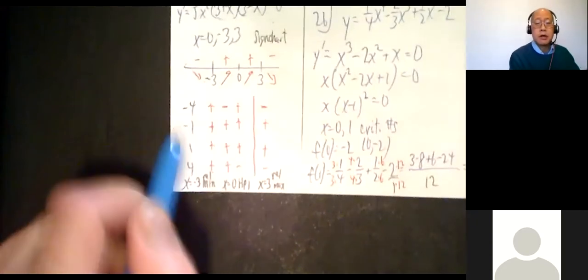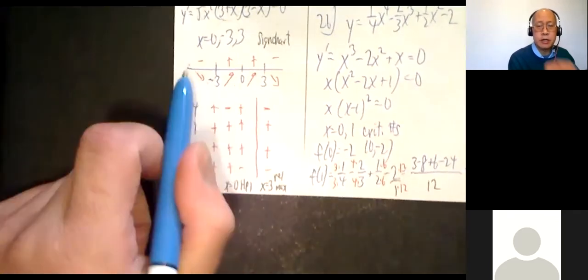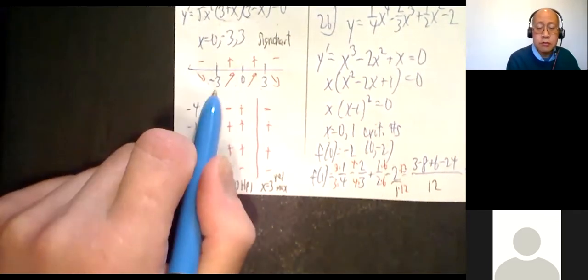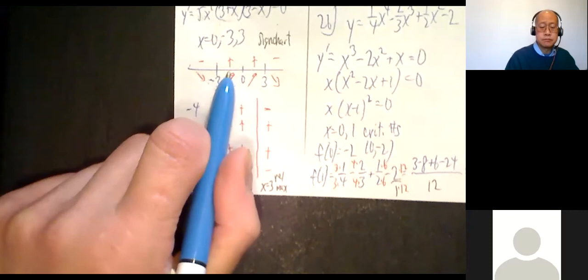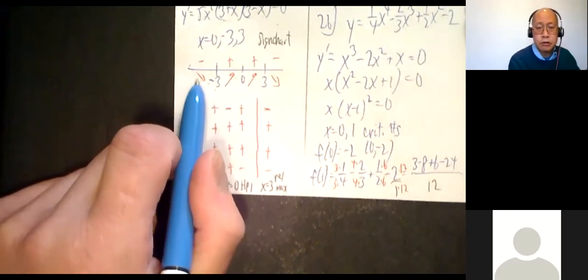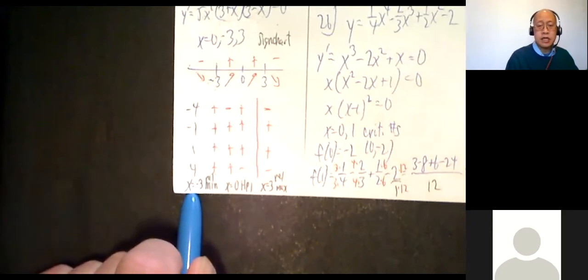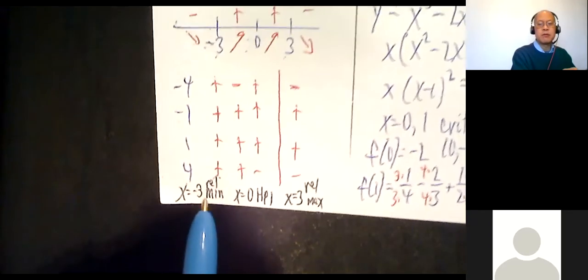Now, relative max, relative min, or neither. At -3, the graph goes down, then it goes up. Your roller coaster ride goes down, goes up. That's a minimum. So x equals -3 is a relative minimum. If you can't read that, that's REL for relative minimum.